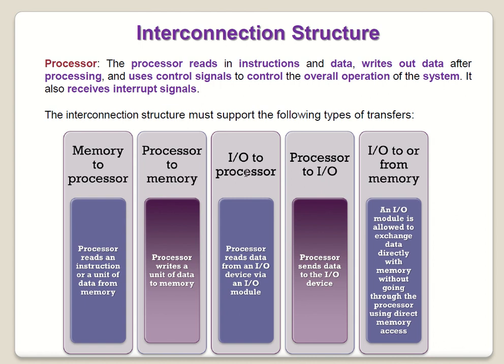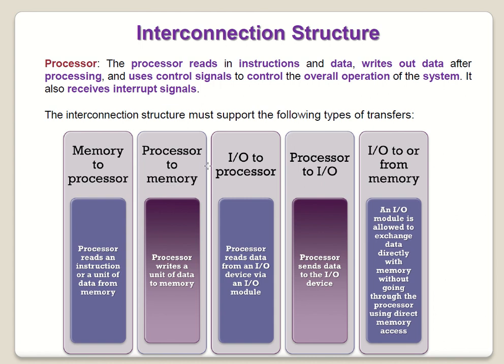The third one is input device, the fourth one output device. Okay, fine. The last one is in between the memory and the IO. Here, the IO module and the memory exchange the data without the intervention of the processor.